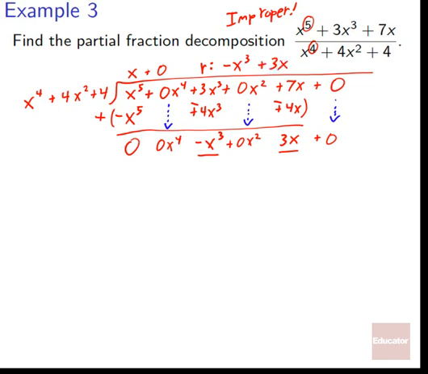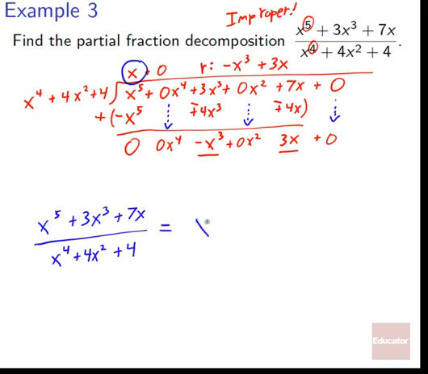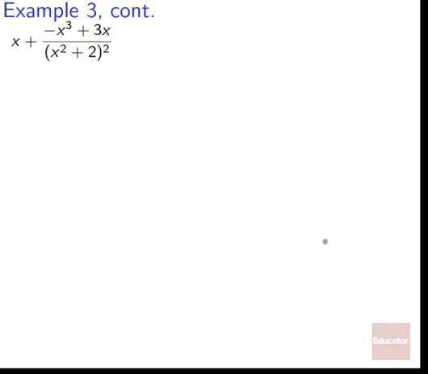So that means that what we originally started with, x to the fifth plus 3x cubed plus 7x all over x to the fourth plus 4x squared plus 4 is equal to, x came out of it, so x plus what our remainder was, negative x cubed plus 3x over that original denominator, x to the fourth plus 4x squared plus 4. Great. Need some more room. Let's flip to the next page. So that's what we figured out. We figured out that what we started with breaks into this thing right here.